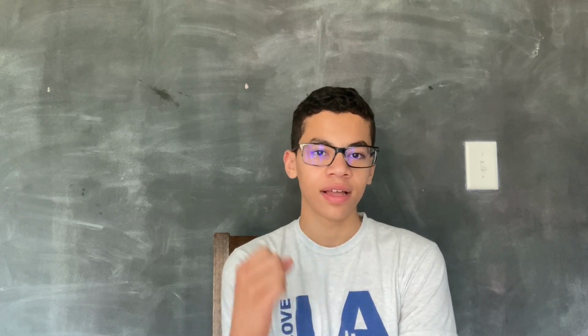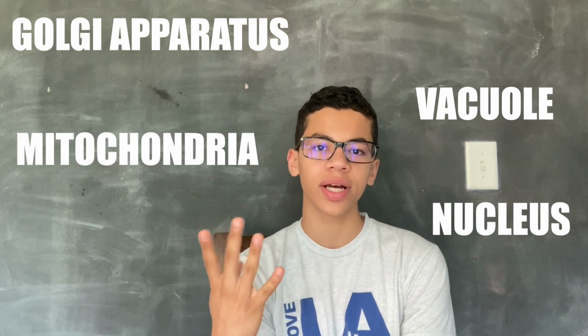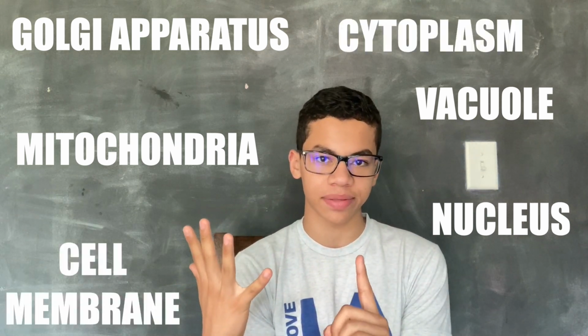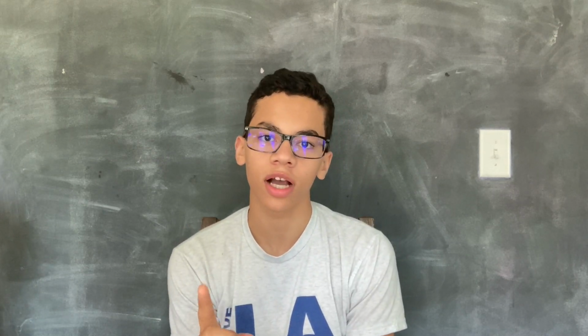And there you go. Those are all the main parts of a cell: nucleus, vacuole, Golgi apparatus, mitochondria, cell membrane, and cytoplasm. And every cell in your body has all of those parts. Now, these are the parts of an animal cell, but plant cells have a few more parts that we'll talk about next week.